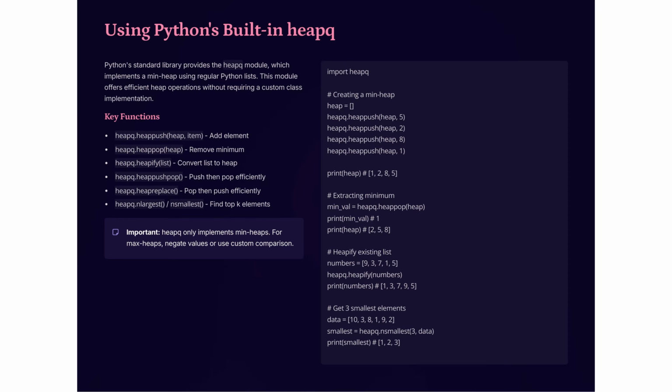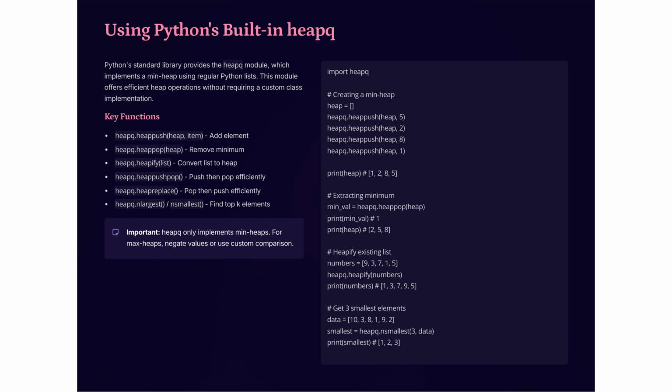Python's heapq module provides efficient min-heap operations using lists. Key functions include heappush for adding elements, heappop for removing the minimum, and heapify for converting lists to heaps. Use nlargest and nsmallest to find top elements. Remember, heapq only supports min heaps.